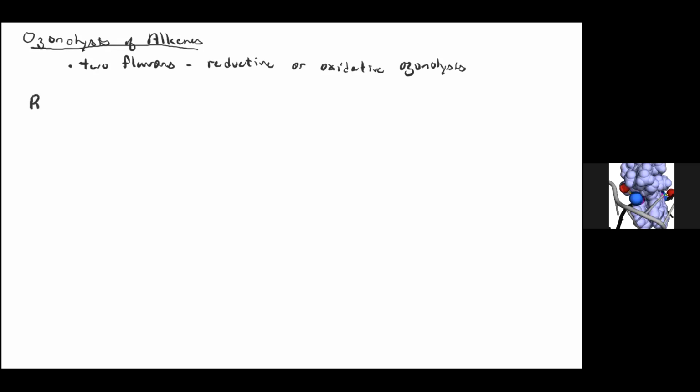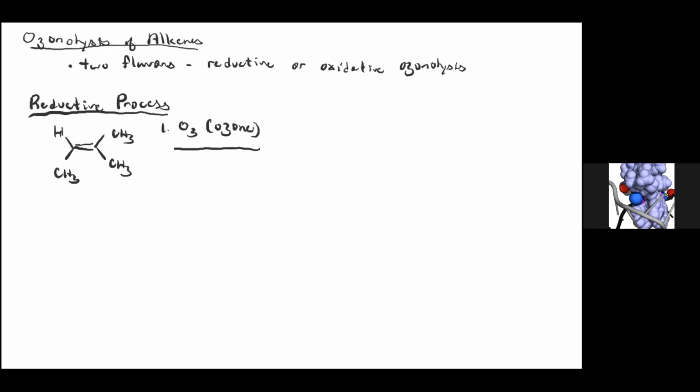So, all right, we'll start with the reductive process. And the general reaction is as follows. So I'm going to take some sort of alkene. And I'm going to first treat that with ozone, which is O3. And then in a second step, I'm going to react that with some sort of mild reductant. And one that's commonly used is dimethyl sulfide.